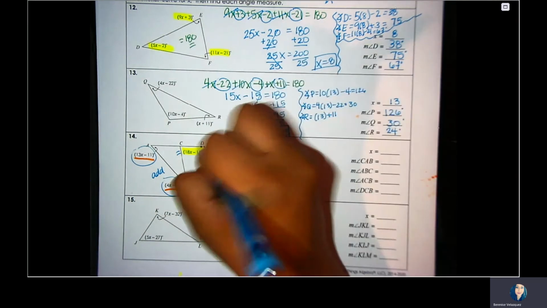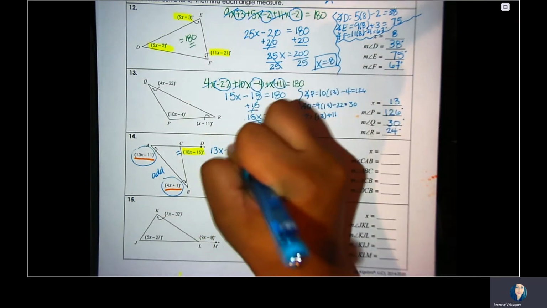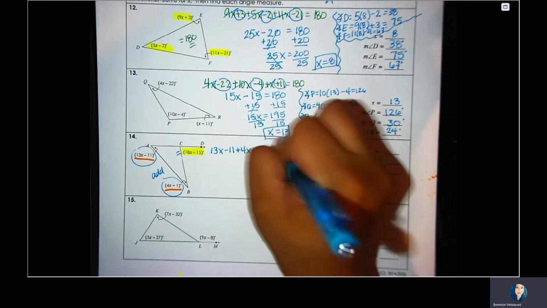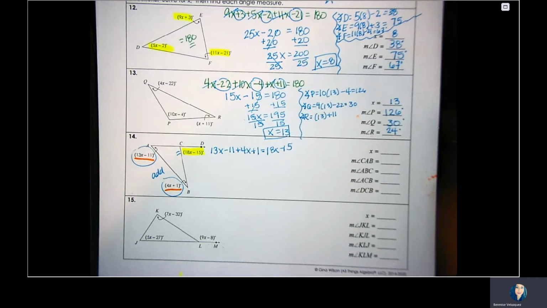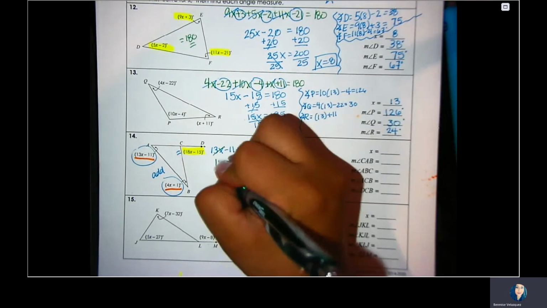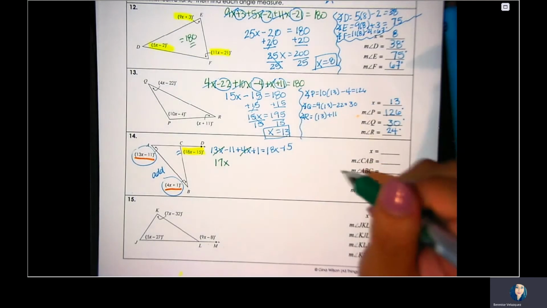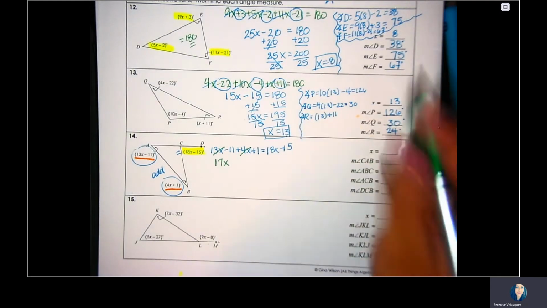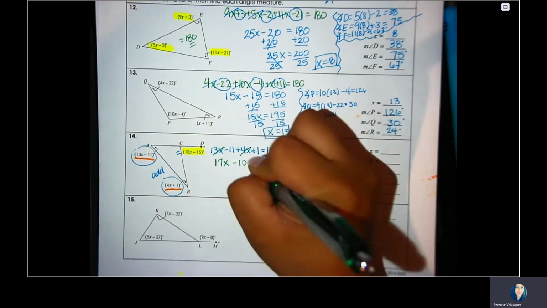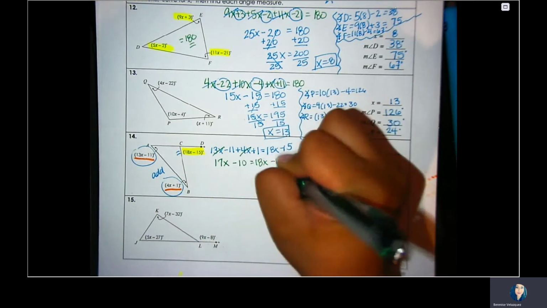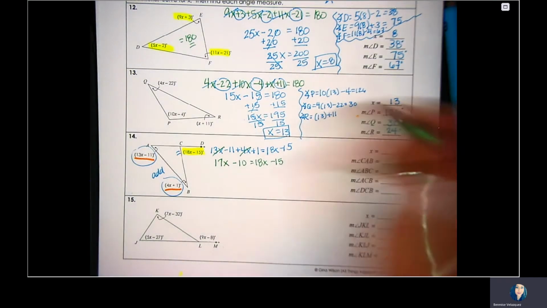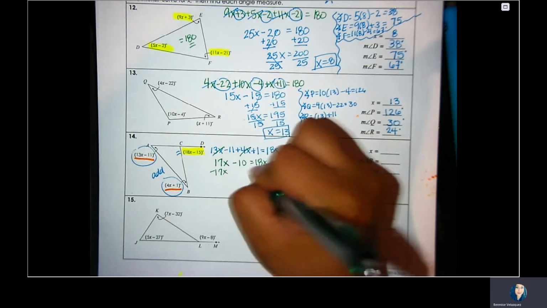Okay, so set up 13x minus 11 plus 4x plus 1 is equal to 18x minus 15. And we're going to solve for our variable. So we have 13 and 4, and then we have negative 11 plus 1, that's negative 10, equals 18x minus 15. Okay, we're going to move our smaller x towards our larger x because I don't like to deal with negative x's.